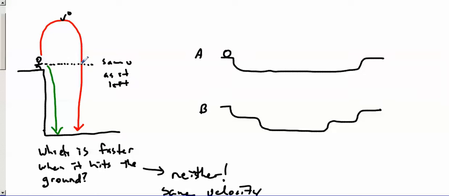So really, in both situations, you've got a ball leaving this height with the same starting velocity, so they should have the same velocity at the bottom.